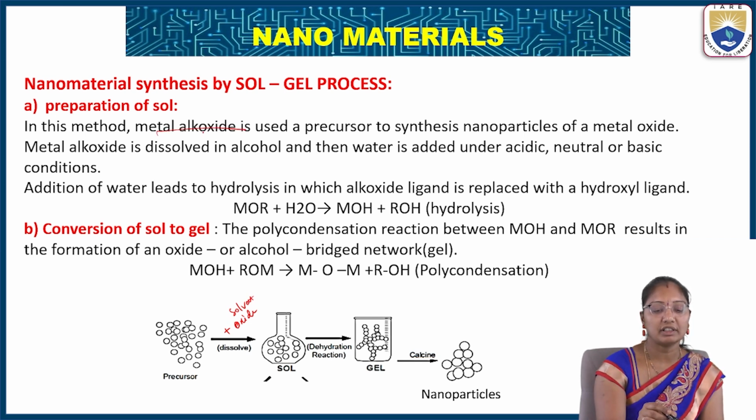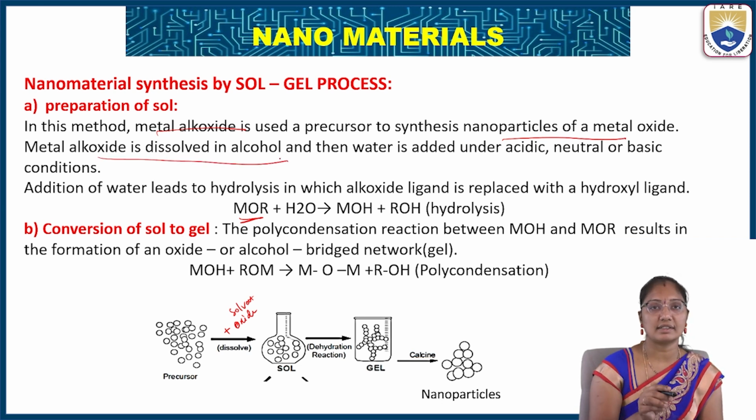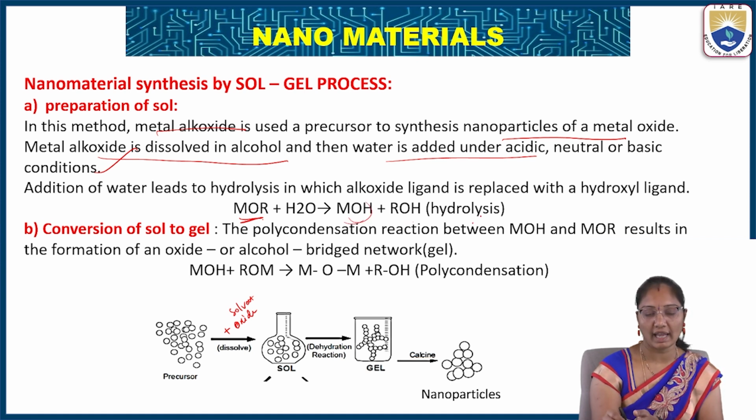So in this method metal oxide is used. Suppose M-OR, a metal alkoxide, is used as a precursor to synthesize nanoparticles of a metal oxide. So the metal alkoxide is dissolved in alcohol. Alcohol is nothing but a solvent, and then water is added under acidic, neutral or basic conditions. So hydrolysis has to be done with the precursor plus solvent. Here hydrolysis results in the formation of salt. So this is the metal alkoxide plus water gives rise to metal hydroxide plus ROH. So hydrolysis happened, now the salt is formed.